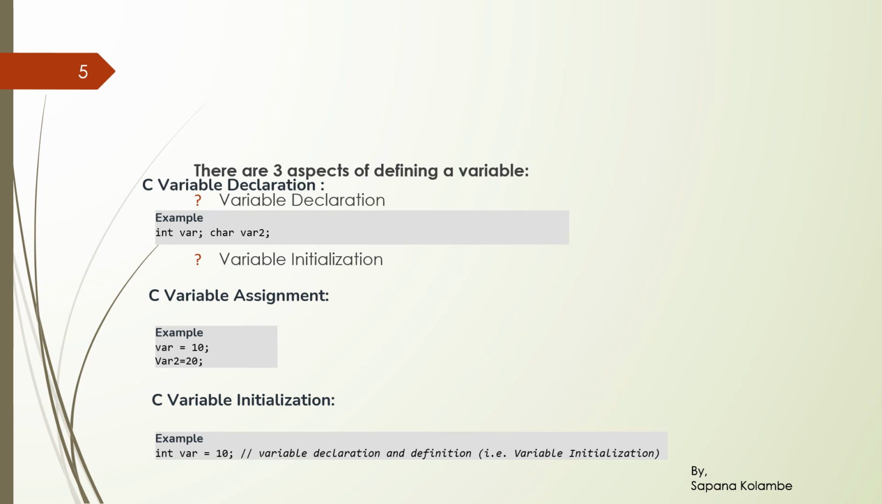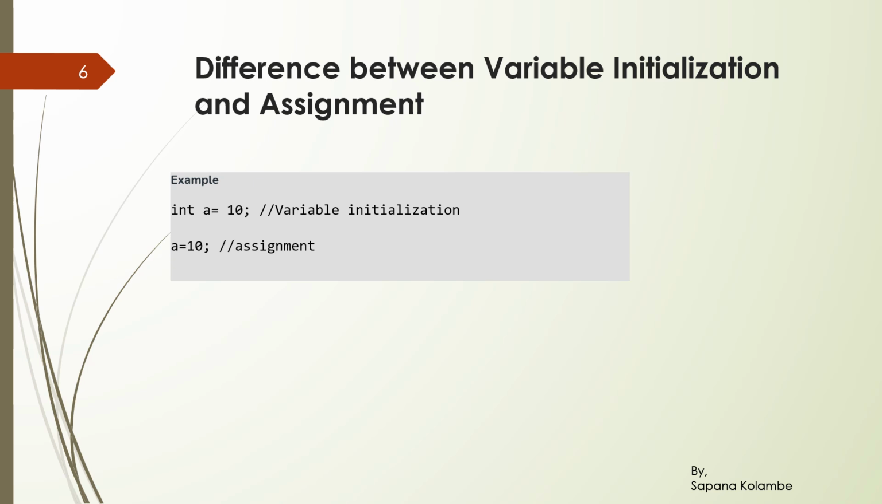The difference between variable initialization and assignment is like this. Variable initialization is int a equal to 10, and variable assignment is a equal to 10. When you say variable initialization, you are declaring a variable of integer type, meaning you are declaring a new variable and assigning the value to it. And when it is an assignment, the variable is already created and you are just assigning the value to it. So this is the difference between variable initialization and assignment.